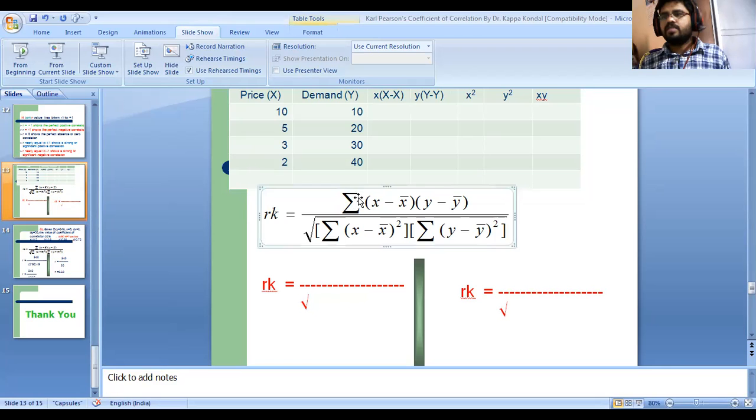So by following this, you can follow this formula, because earlier we followed a different formula. Okay. Fine.